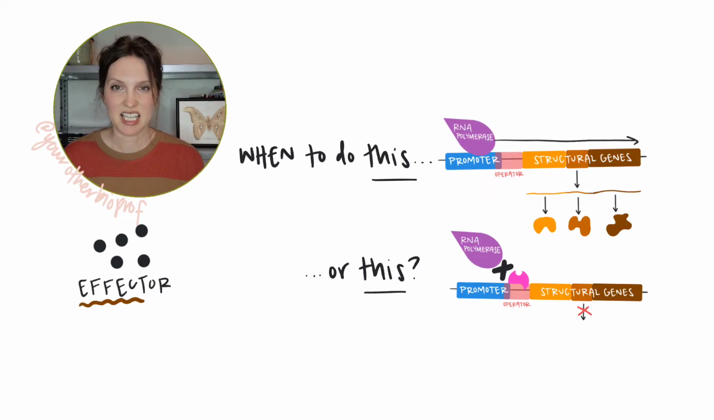And that signal is going to be the presence of tiny molecules called effectors. The word effect, it's in the name, right? That tells you these guys are going to cause a change. They're going to cause a change in our transcriptional status. Now, different operons will have different effectors.